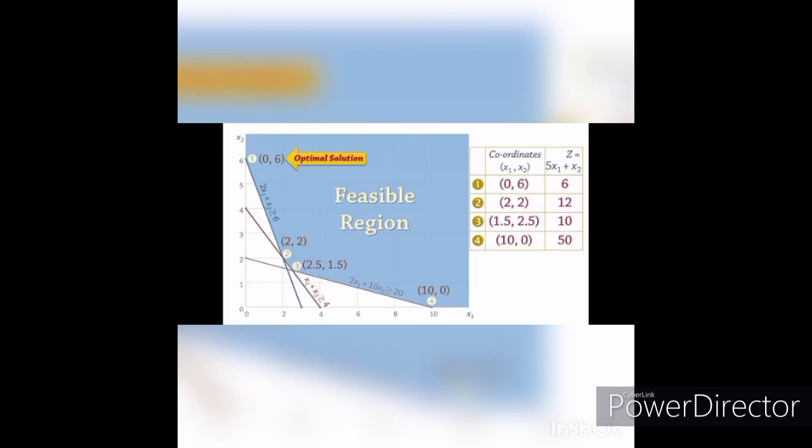For point 3, we can solve the two lines simultaneously. Multiplying the first equation by 2 and subtracting from the second, we have x2 is equal to 1.5 and x1. So, plugging these points into the objective function, we see that point 1 provides the minimum value of the objective function. So, the optimal solution occurs at point 1 with x1 is equal to 0 and x2 is equal to 6. And the optimal objective function value is 6.